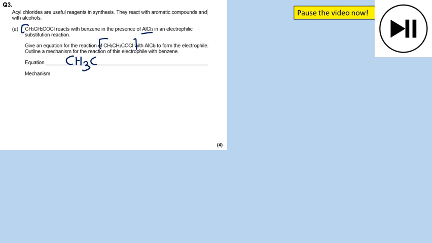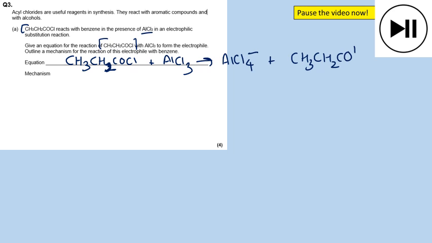I did say this when I was going through the notes, that being asked for the formation of your electrophiles is very, very common. So we show the AlCl3 becoming AlCl4-, and that then frees up our electrophile. I've made a mistake there. It should be CH2, not CH3. CH3, CH2, CO+, and that's your electrophile.